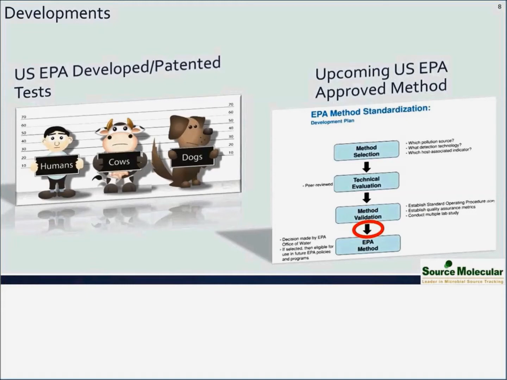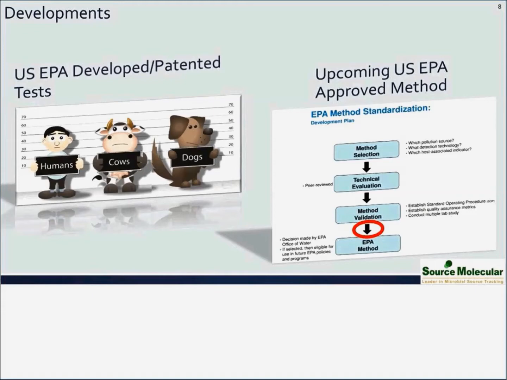The second, and actually a separate development, is that the US EPA is finally going to create an approved source tracking method. It will be based on qPCR, and they've already gone through the three most significant steps, which is method selection, figuring out is it qPCR, is it next gen, is it library methods, doing their technical evaluation, then doing a method validation, creating these operating procedures and quality control measures, and then doing a multiple lab study to make sure that these tests actually work. Again, our lab took part in this validation. So that's where we are today.